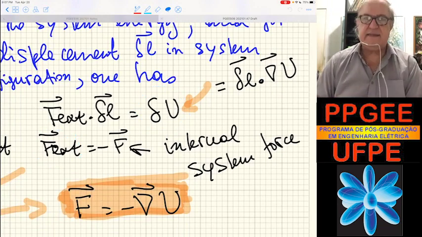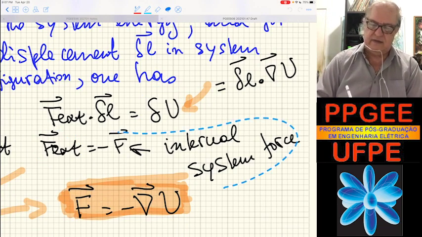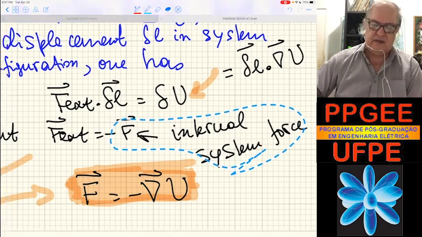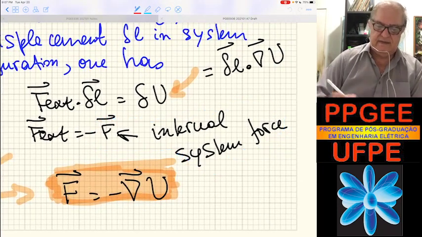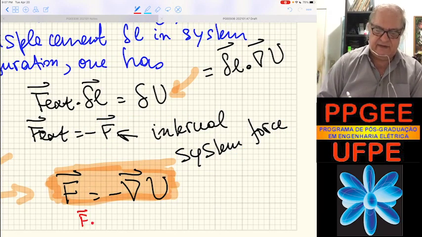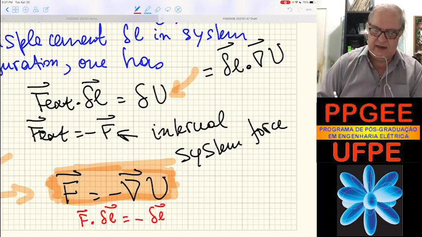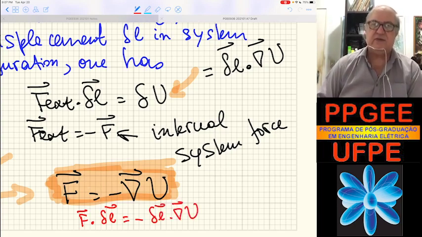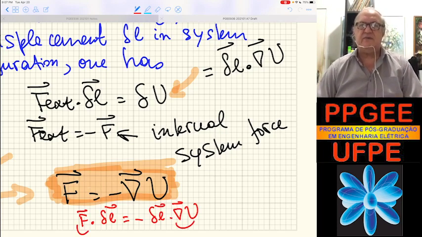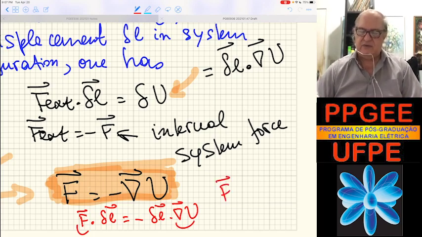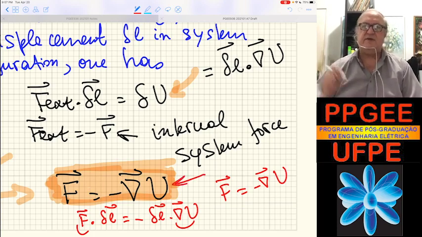So as I mentioned, the external agent applies a force that's against the internal system force, let's call it minus F. So if we equate those things, we have F internal: F dot dl equals minus dl dot gradient of u. Of course, these two things are equal because these are independent of the direction of dl, okay? So there's only one possibility: F equals minus gradient of u, of the energy of the system.